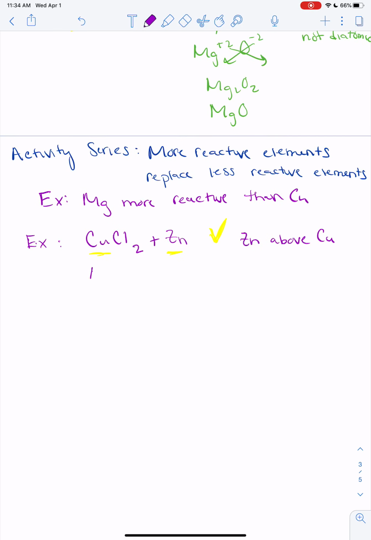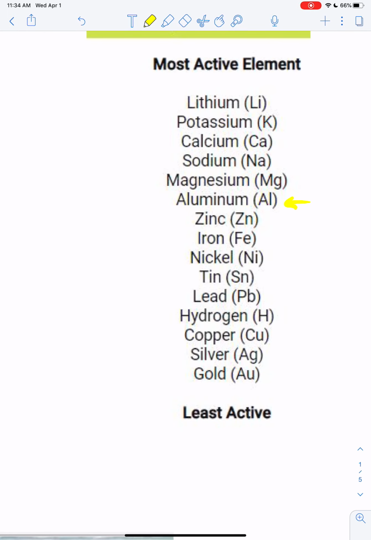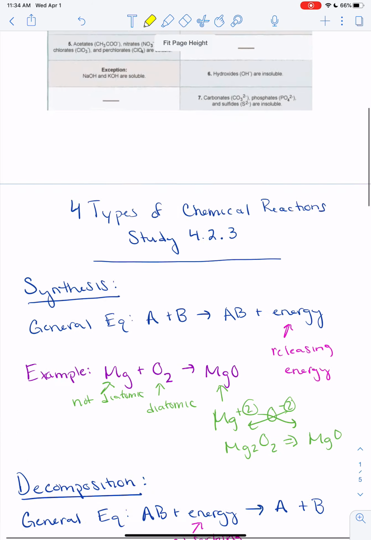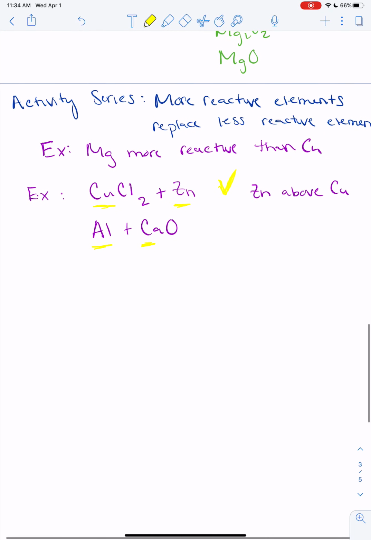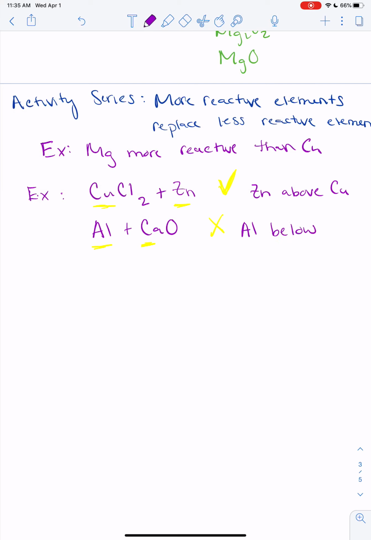Let's do another example. If we have aluminum plus calcium oxide, here we're comparing aluminum and calcium. For this reaction to happen, aluminum would have to be higher. So let's look back at our activity series. Here's aluminum, here's calcium, and aluminum is not higher than calcium. So this reaction can't take place. So I'm going to put an X here because aluminum is below calcium. In this case, you're looking at the element that's by itself and the other metal elements, and you're checking which one is higher. And if the one that is by itself is higher in the activity series, then this reaction will occur.